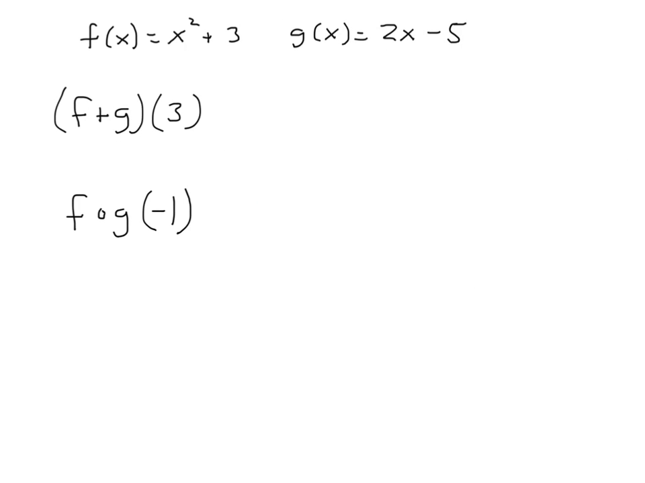Just two more problems for you to do. I'd like you to do these right now and put them at the end of your notes, and we'll take a quick look at them in class. In this case, f of x is x squared plus 3, and g of x is 2x minus 5. I'd like you to find f plus g of 3, and then also find f of g of negative 1.